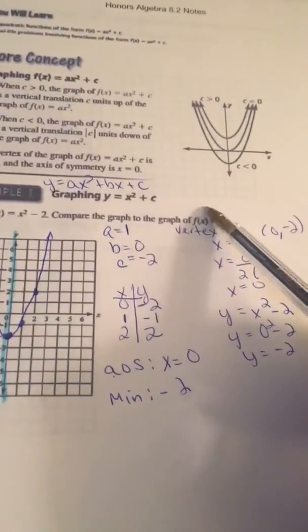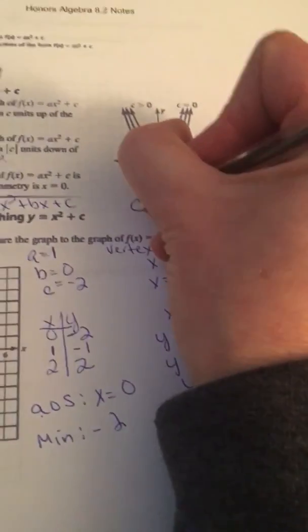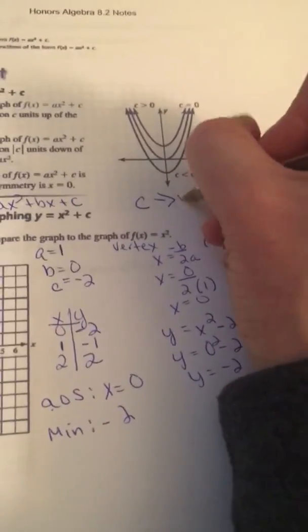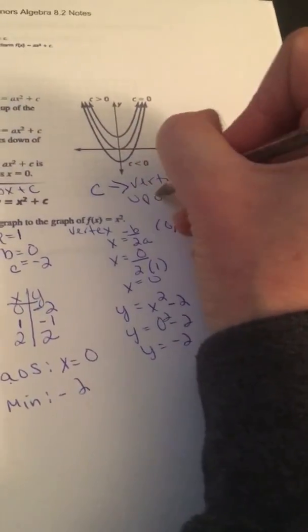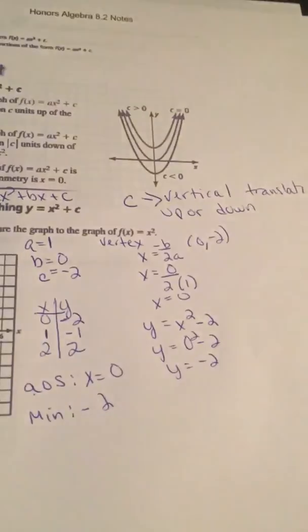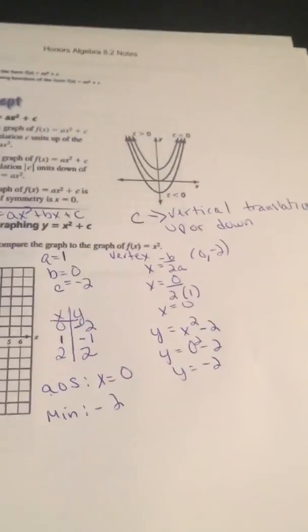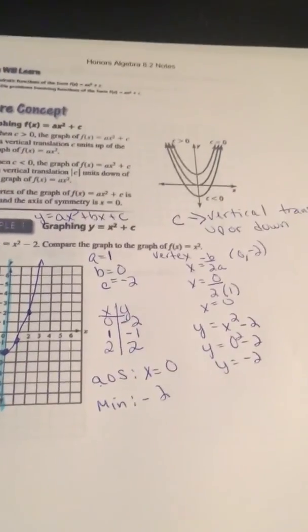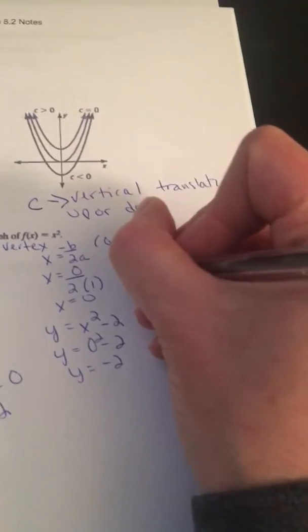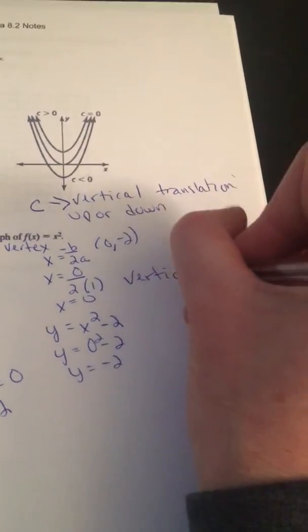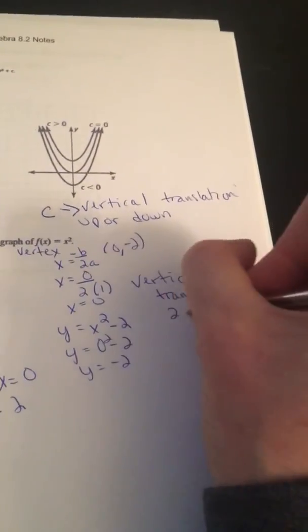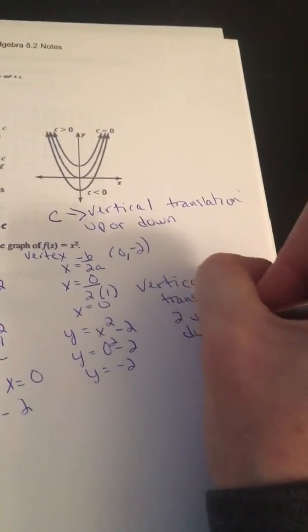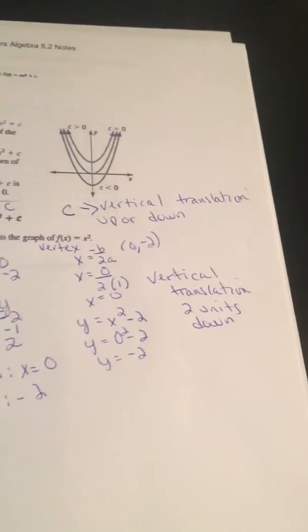Okay, so when we compare that, the c value causes a vertical translation up or down. We didn't have that yesterday. Yesterday we just had a stretch or a shrink. So in this case, a c value of negative 2 causes a vertical translation two units down.